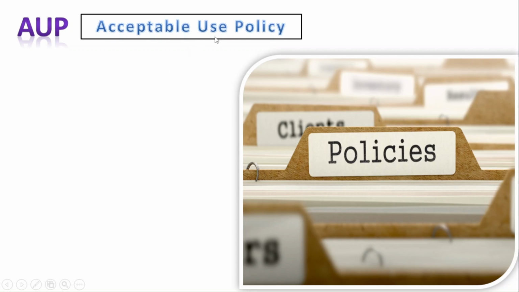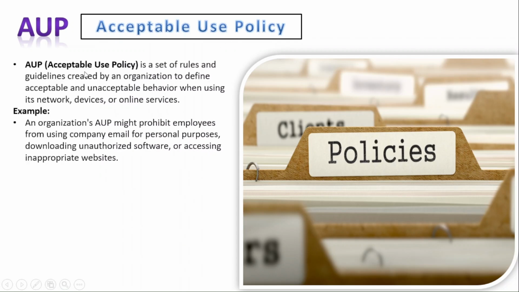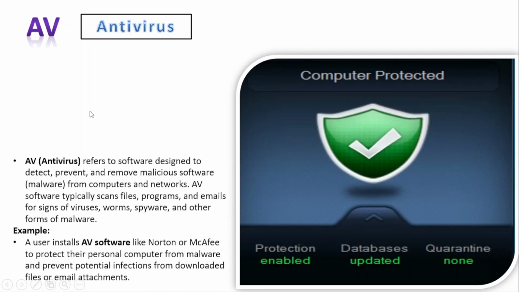AUP, that is acceptable use policy. So AUP is a set of rules and guidelines created by an organization to define acceptable and unacceptable behavior when using its network devices or online services. Example, an organization's AUP might prohibit employees from using company email for personal purposes, downloading unauthorized software, or accessing inappropriate websites.